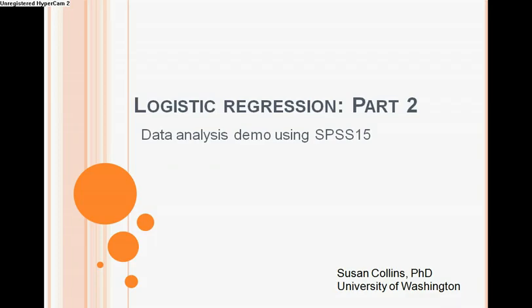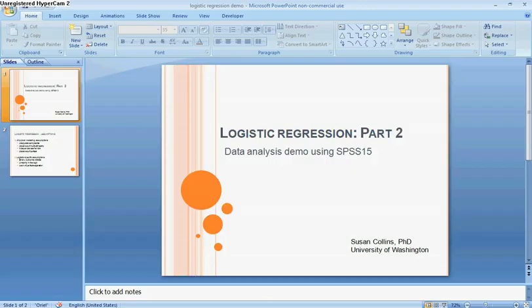Welcome back to Logistic Regression Demo using SPSS 15. This is part 2, so I'll be examining the output from the syntax we previously entered. So we'll take you right to that syntax.